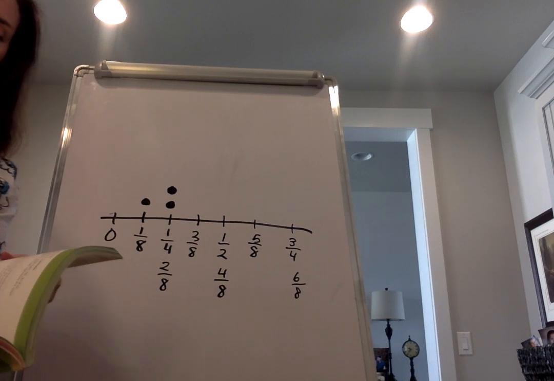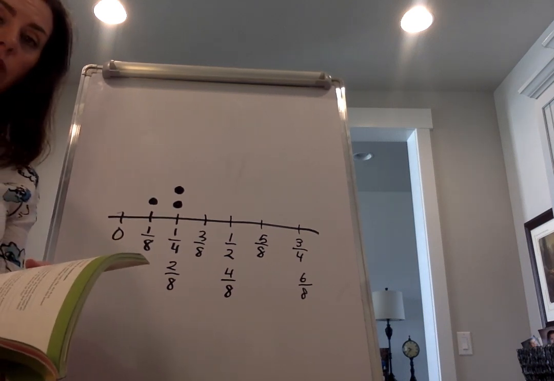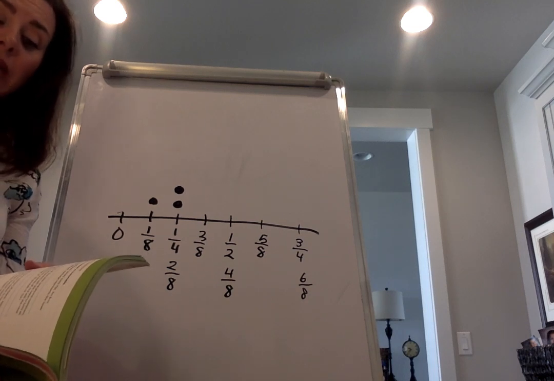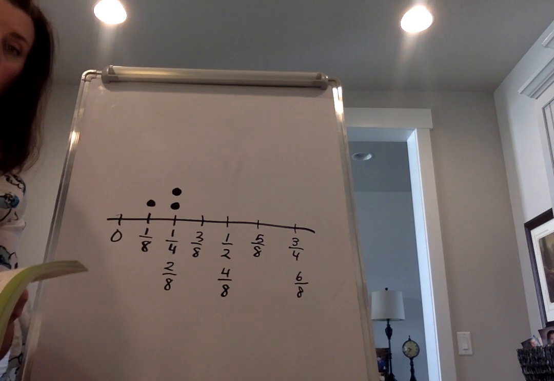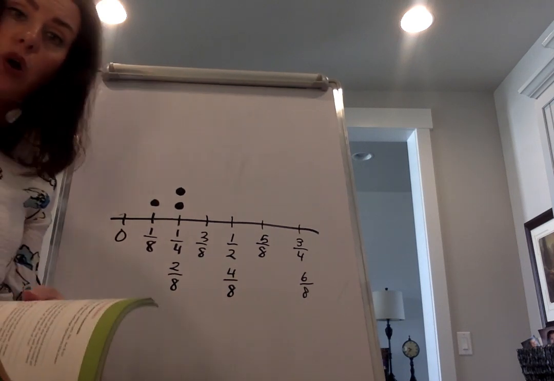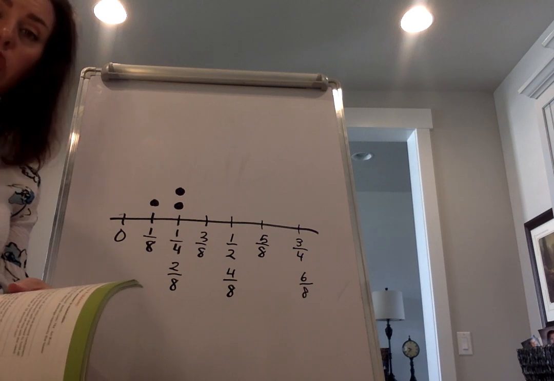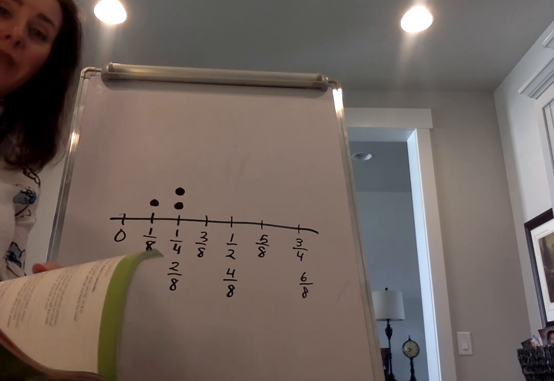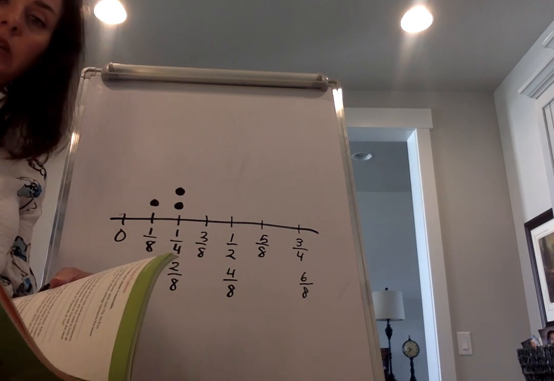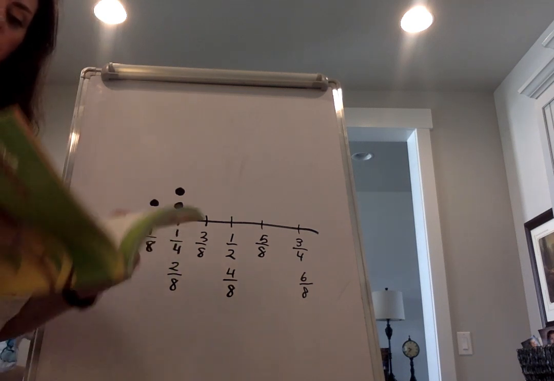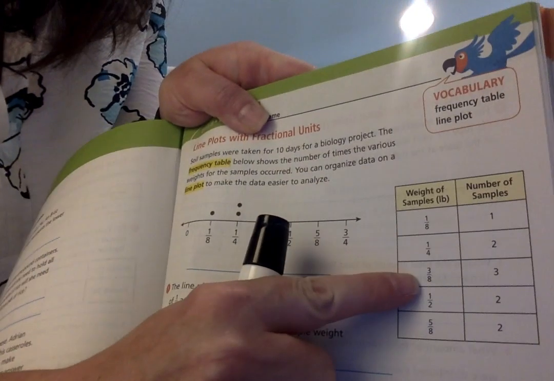Number 1 says the line plot has been filled in for sample weights of 1/8 and 1/4 pound. Complete the rest of the line plot. So I challenge you to complete the rest on your own. You can pause the video, or you can do it on your own and then check back with the video, because I'm going to actually plot them on there. If you're a little bit lost and you're not really sure, then stick with me and we'll plot them on together.